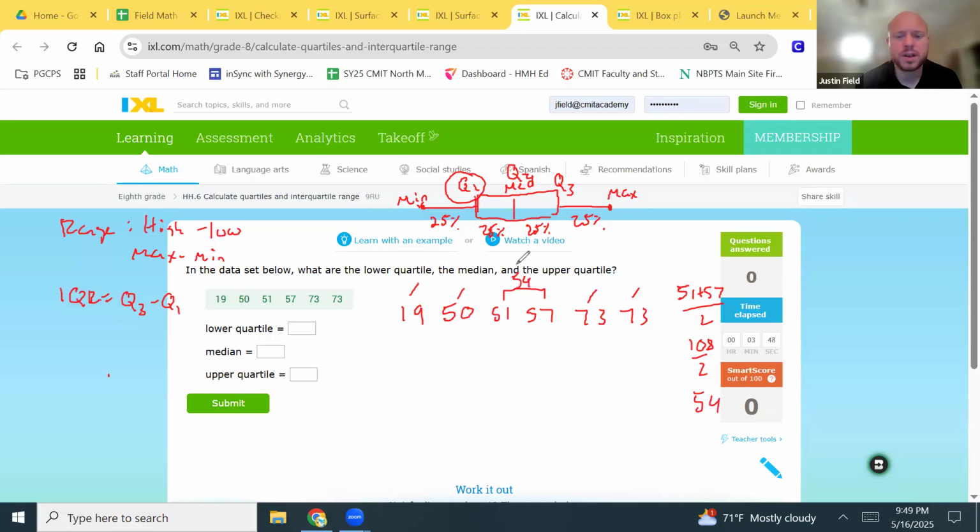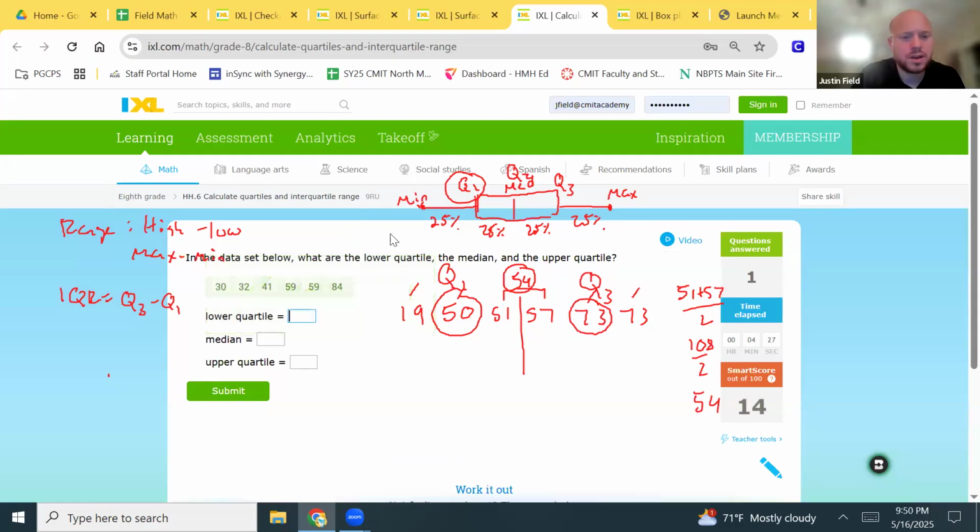Okay, so that's the median. Then this is the bottom half of the data, and this is the top half of the data. In the bottom half of the data, what's the middle number? It is 50. So that's our Q1. And in the top half of the data, it is 73. We only have 3 numbers. So that's how you do that. We're just finding medians: 50, 54, and 73.